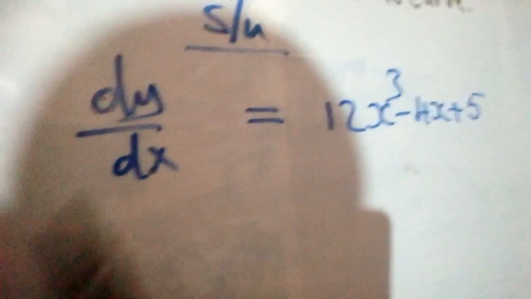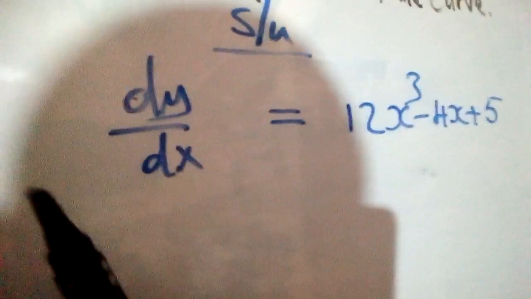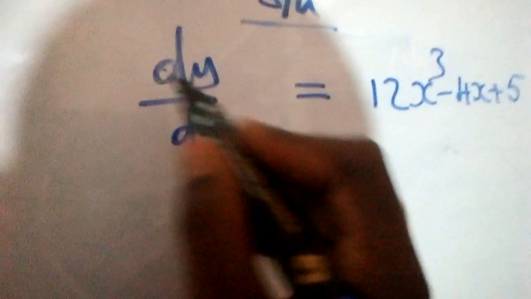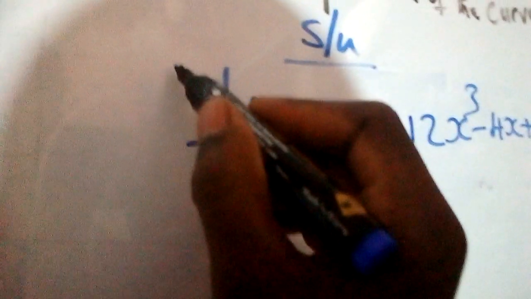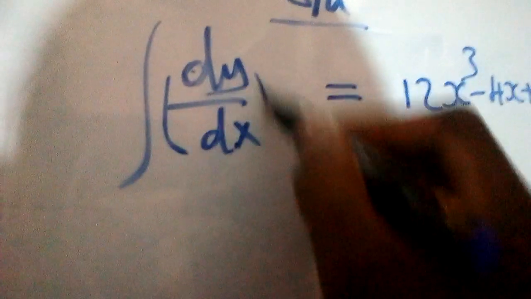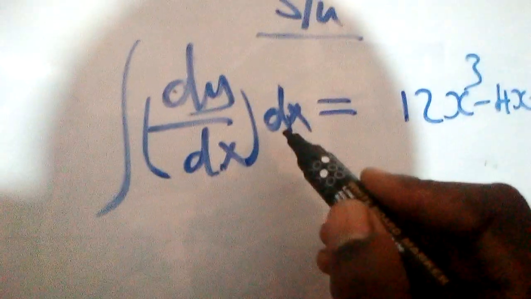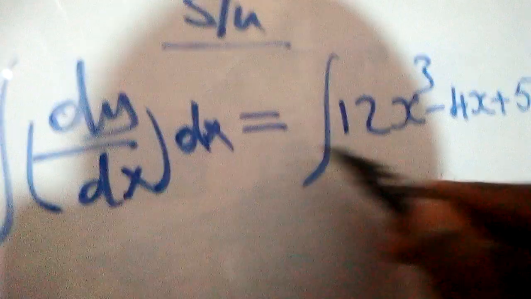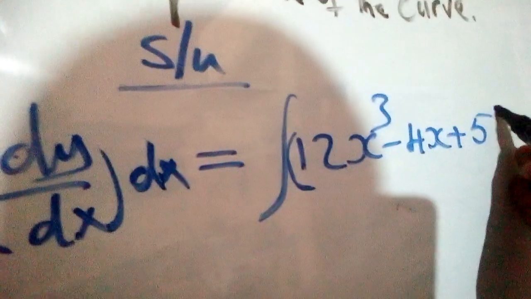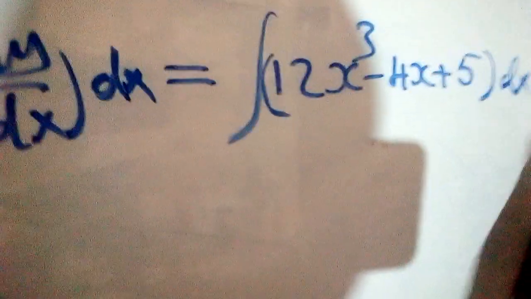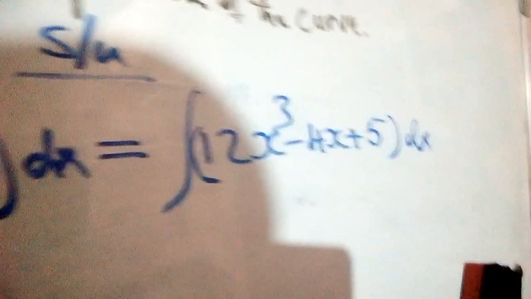Okay, we need to reverse this differentiation to integration so that we get back to our curve. So we're going to integrate the dy/dx notation. We say the integral of dy/dx with respect to x equals the integral of this whole function with respect to x. Now let's see how we go about this question here.